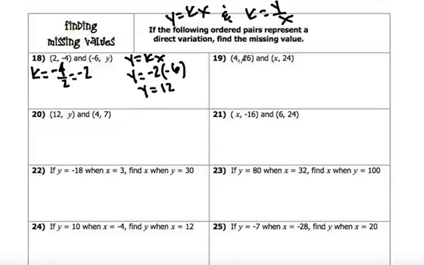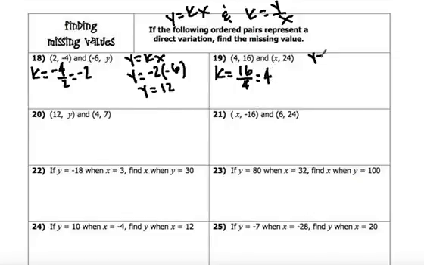Again, on this one, I've got x and y, and then x and 24. So what I'm going to do is try to find out what k is first so that I can figure out what that missing value is. So if I'm finding out k, I'm going to do y, which is 16, over x, which is 4. So 16 divided by 4 gives me 4.